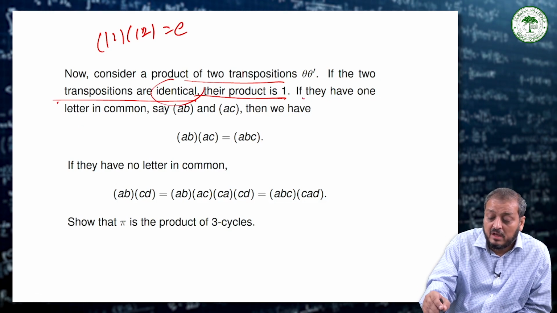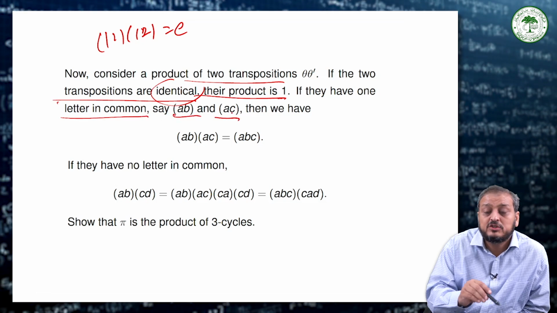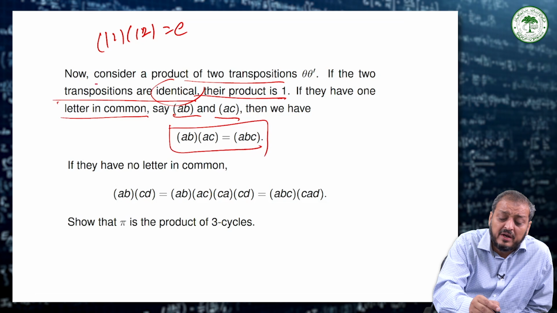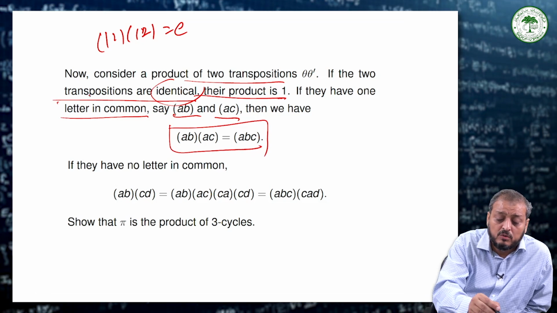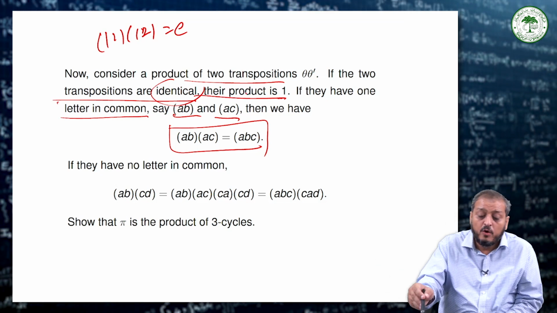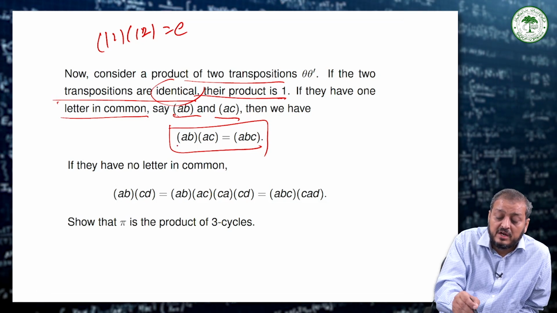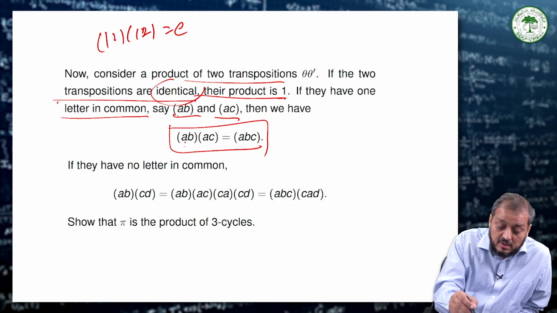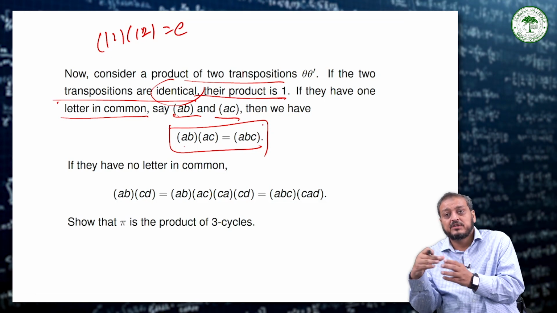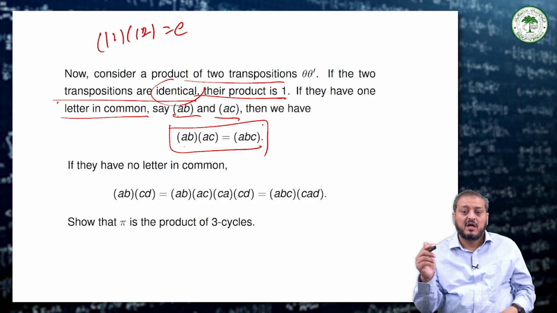If they have one letter in common, say (a b) and (a c), then we write the product as a cycle (a b c) with 3 letters. If the 2 transpositions are identical, the product is 1, which is always even. If one element is common to both transpositions, the product (a b)(a c) is a 3 cycle, which is clearly even.